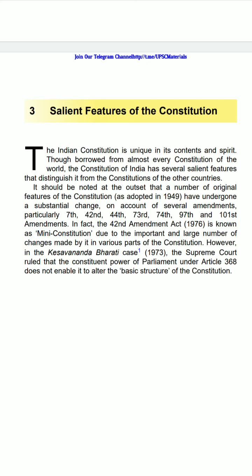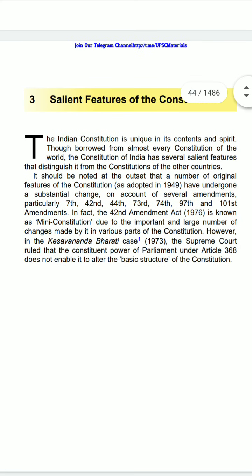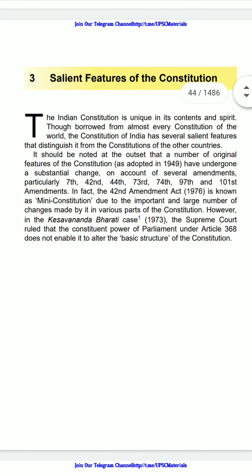It should be noted at the outset that a number of original features of the Constitution, as adopted in 1949, have undergone a substantial change on account of several amendments, particularly the 7th, 42nd, 44th, 73rd, 74th, 97th, and 101st Amendments. In fact, the 42nd Amendment Act 1976 is known as the Mini Constitution due to the important and large number of changes made by it in various parts of the Constitution.